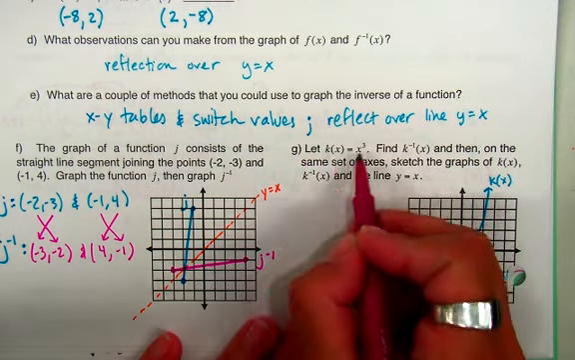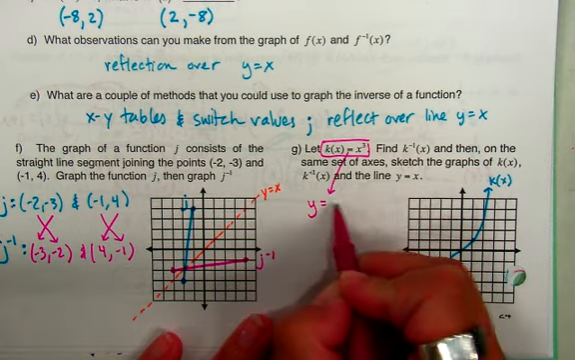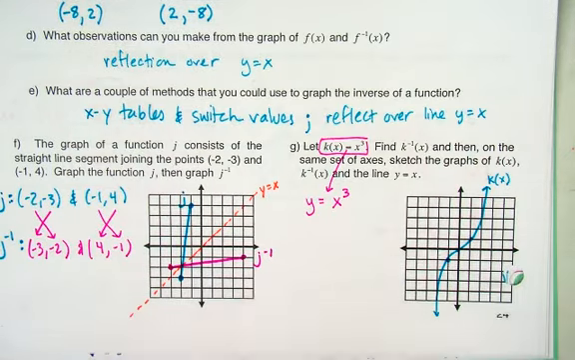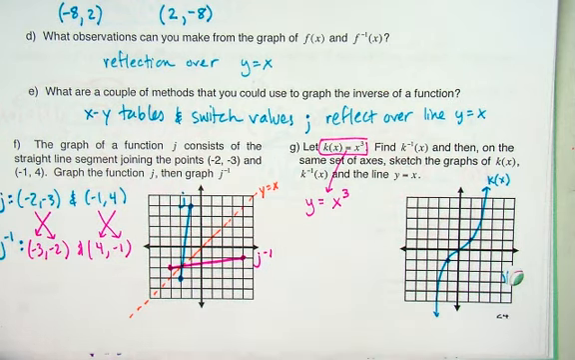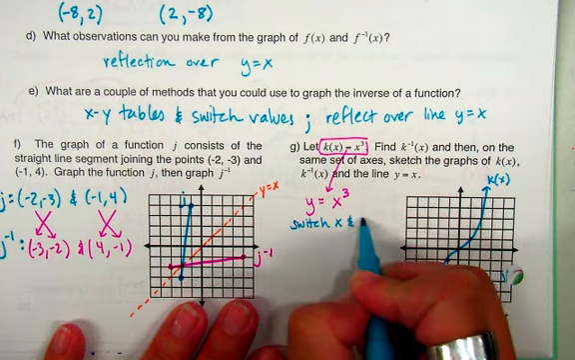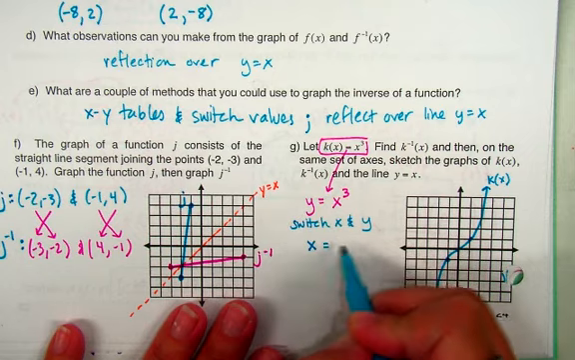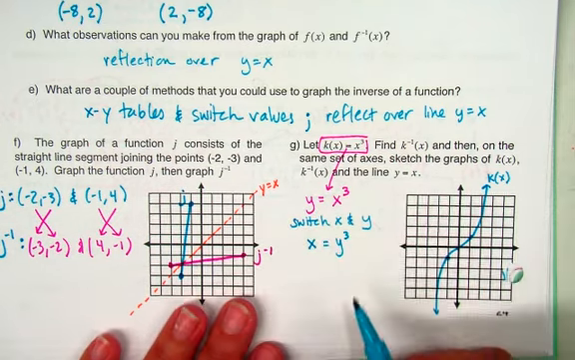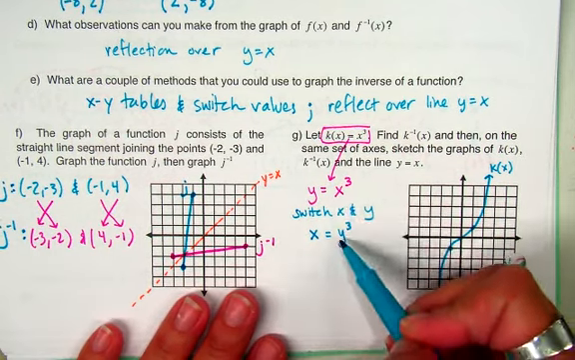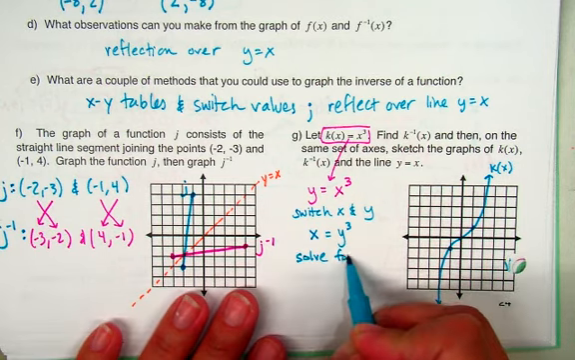In this case, I'm going to rewrite this equation that they gave me with y equals x cubed. And now I'm going to find the inverse algebraically. I'm going to do the same thing. In order to find the inverse, I'm going to switch x and y. So I'm now going to get x equals y cubed. All I did is wherever there was an x, I put a y. Wherever there's a y, I put an x. And now I need to solve for y.